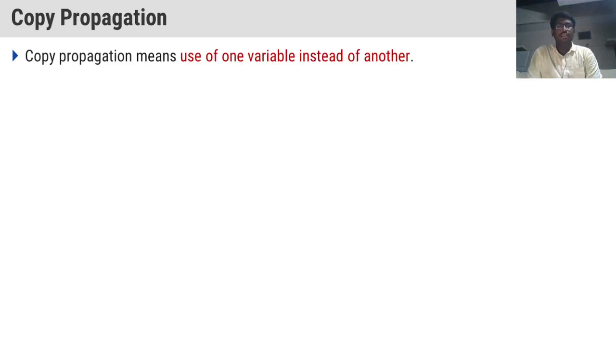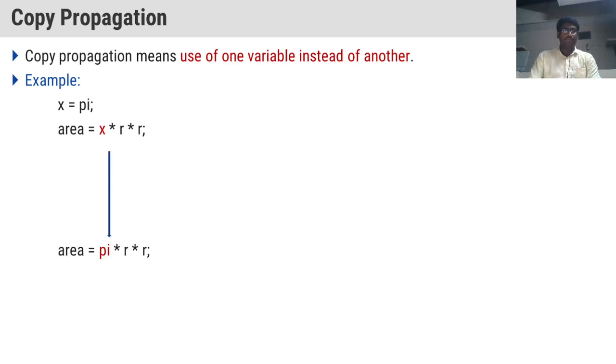What is this? Using one variable instead of another. Let us see this with an example. X equal to pi. We have assigned the pi variable to x. After that, we have written some formula: area equal to x into r into r. What happens now? We are going to substitute the x value as pi, so it becomes pi into r.